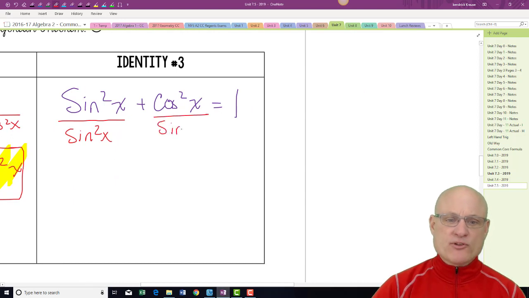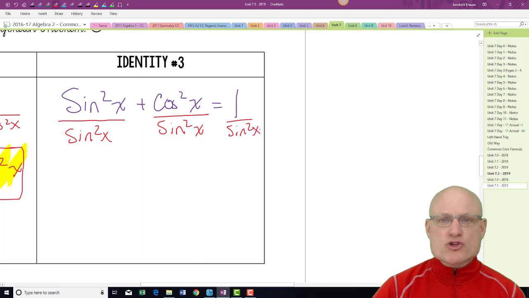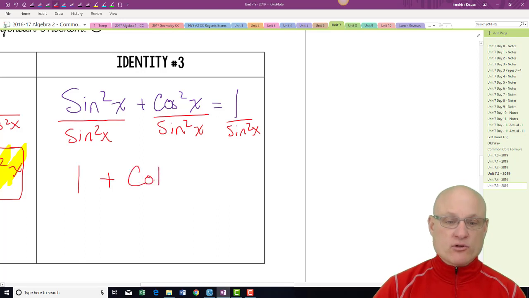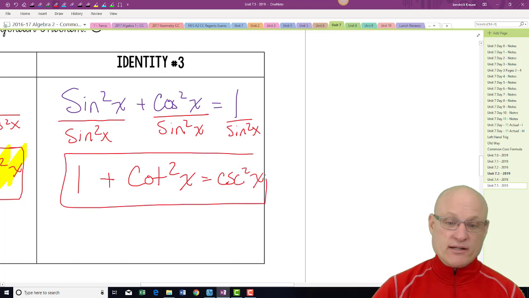So we're dividing both sides by sine squared x. Why? Because we want to. We're math people and we like to mess with stuff. So we're going to create a new identity. Sine squared over sine squared is 1, plus cosine squared over sine squared is cotangent squared x, equals 1 over sine squared. 1 over sine is cosecant, so this is cosecant squared x. And there is another identity.